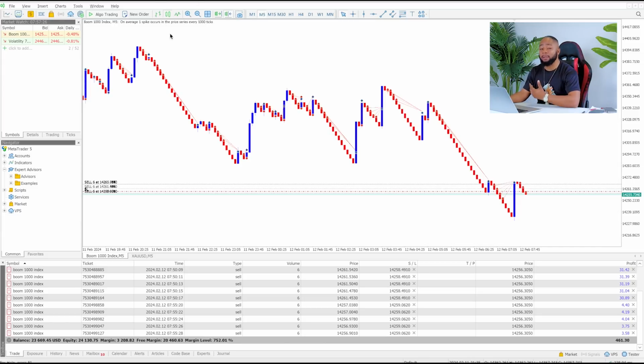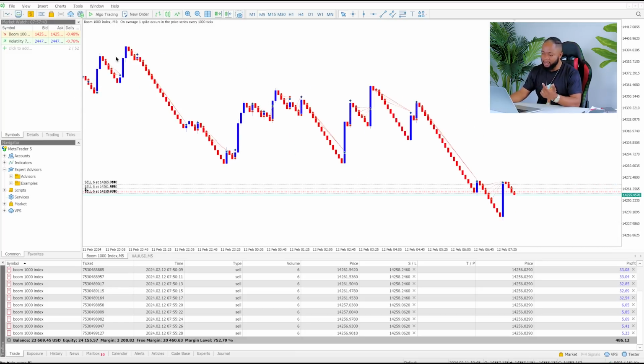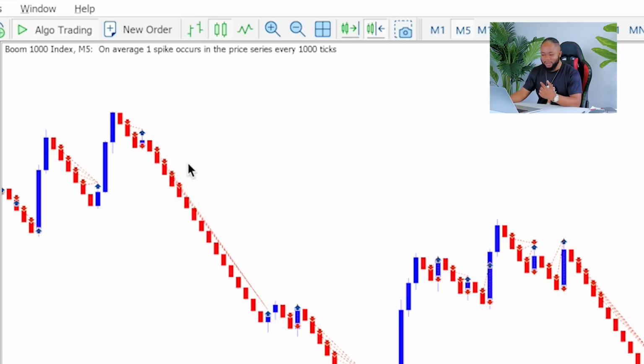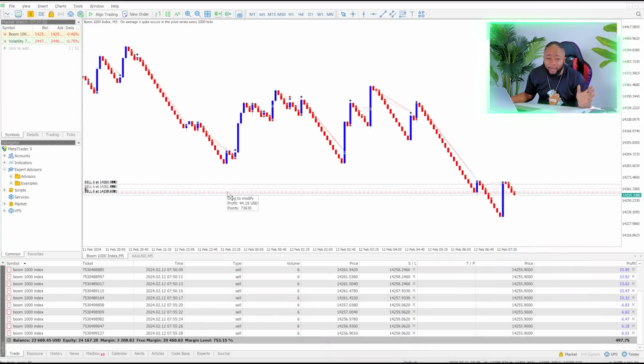Why is this called the Boom 1000? Because if you are in a depreciating market or in a bear market where the market is actually going down, you see small candles, like somewhere here. Let's just take a typical example like here, right? You just see small red candles, and boom, the market is going to boom at one point in time.